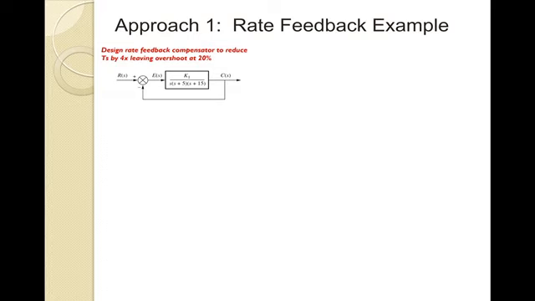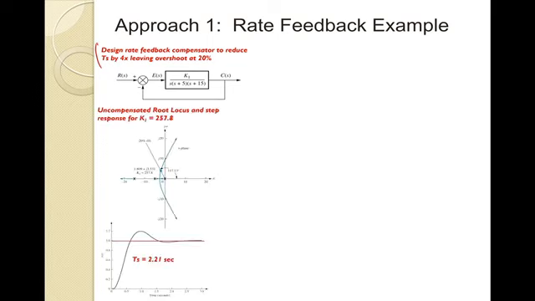Now we're going to dive into an actual example and work through and see what we can do here. I want to design a rate feedback compensator to reduce the settling time by a factor of 4, and I want to maintain an overshoot of 20%. So here's our system. Notice we have 3 poles, no zeros in our uncompensated system. We have poles at 0, -5, and -15. You can see them right here, and we don't have any zeros.